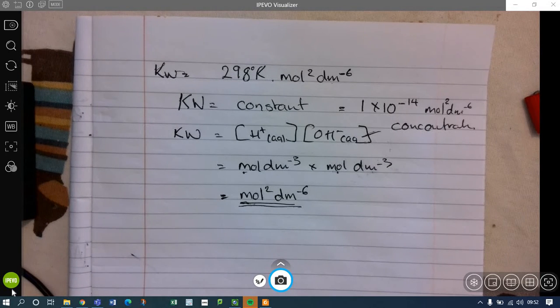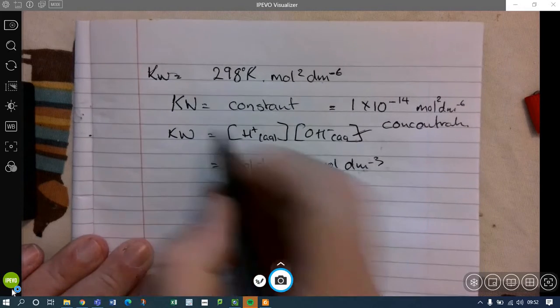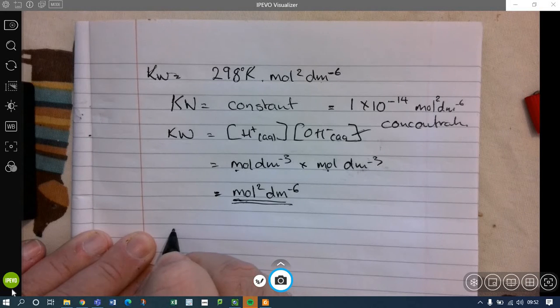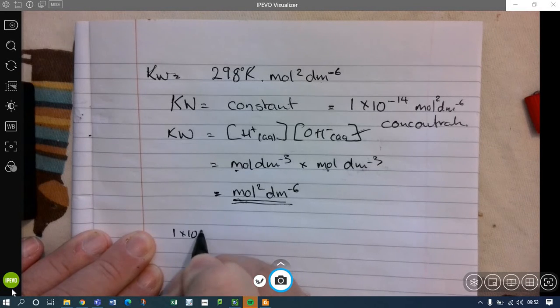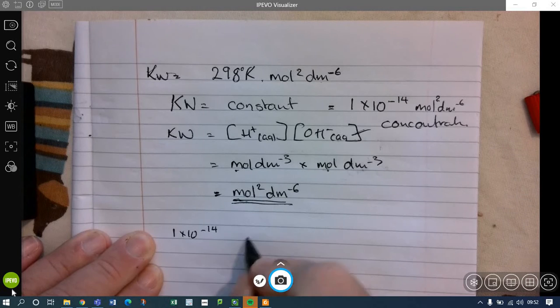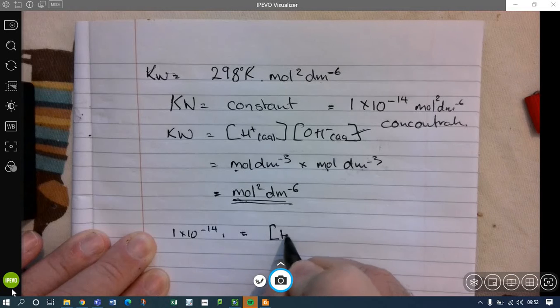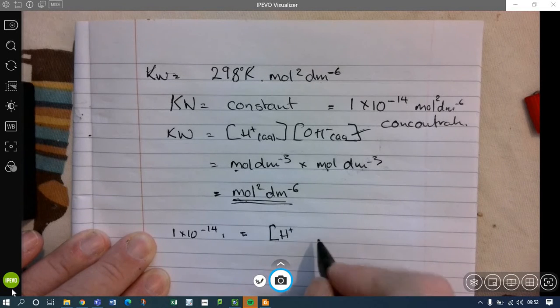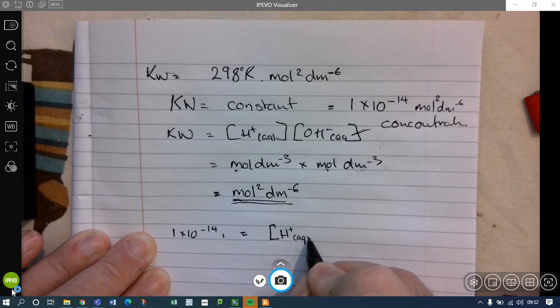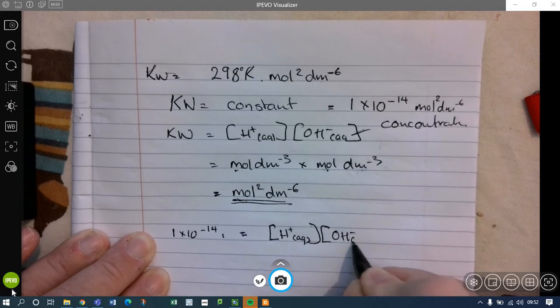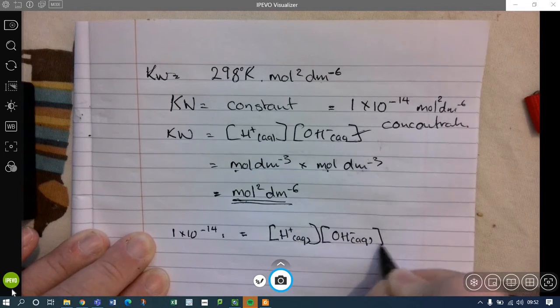Now, if we know that that's a constant, what we can do is go back into this equation and do this. 1 times 10 to the minus 14. I'm not going to put the units in this one. Is equal to the concentration of hydrogen ions in their aqueous form multiplied by the concentration of the hydroxide ion in their aqueous form.